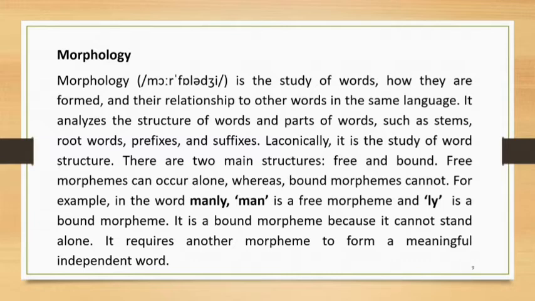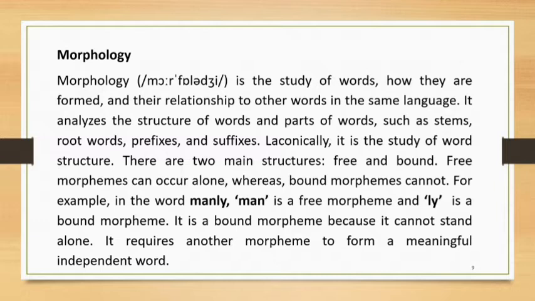There are two main structures, free and bound. Free morphemes can occur alone. This is obvious. Free, that's why they are free. They can stand on their own, so they are called free morphemes. Free morphemes can occur alone, whereas bound morphemes cannot. For example, in the word manly, man is a free morpheme because it can occur alone, and ly is a bound morpheme. Okay, this is simple. You can take any other word like friendly. Friend is a free morpheme, and ly is a bound morpheme because it cannot occur on its own.